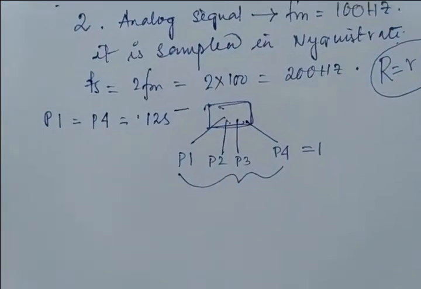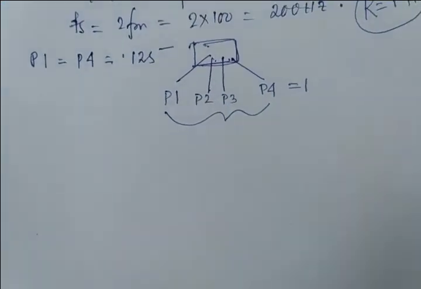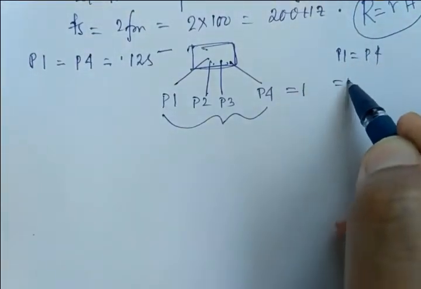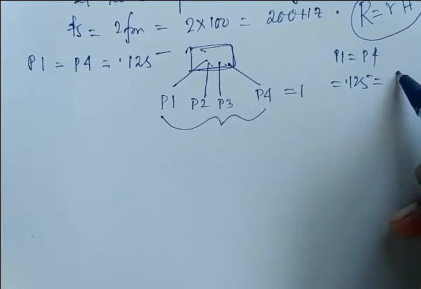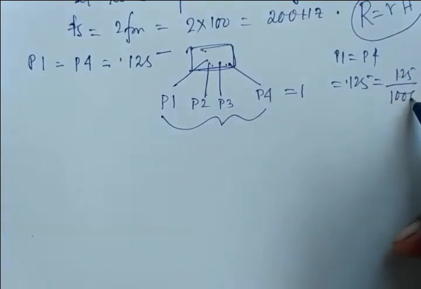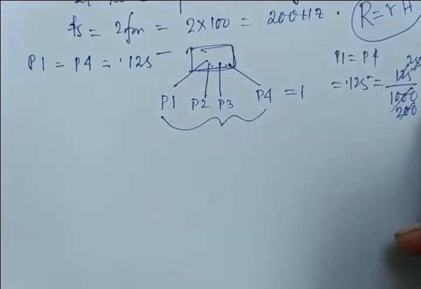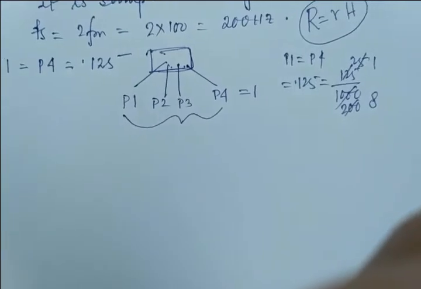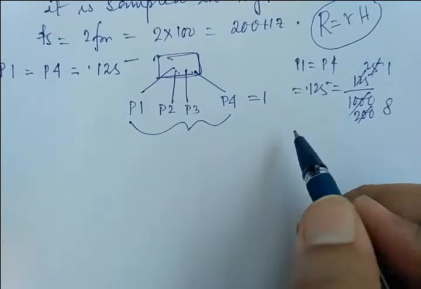So what is the value of P1 and P4? Because P1 and P4 are the same. This is equal to 0.125. So 0.125 means 125 by 1000, that is 1 by 8. Right? So P1 equal to P4 equal to 1 by 8, and P2 equal to P3.